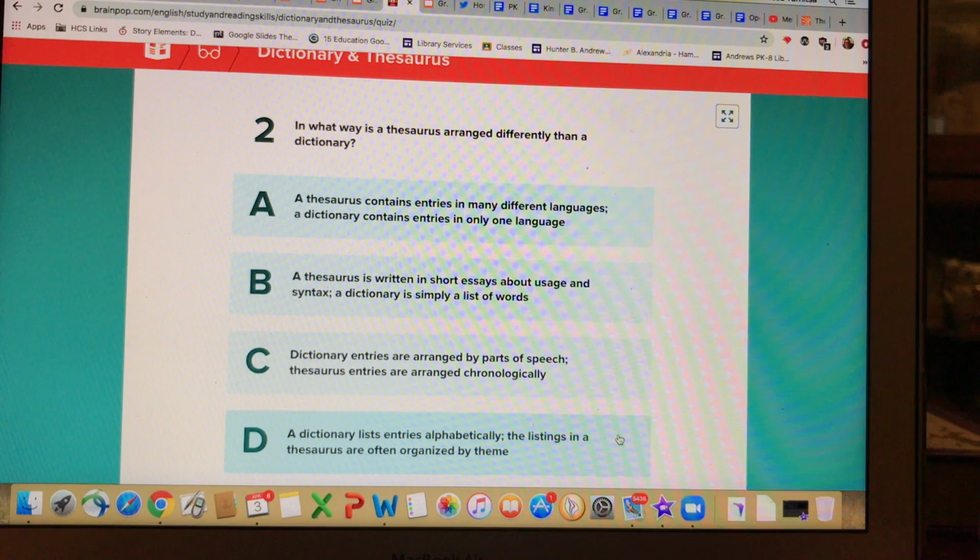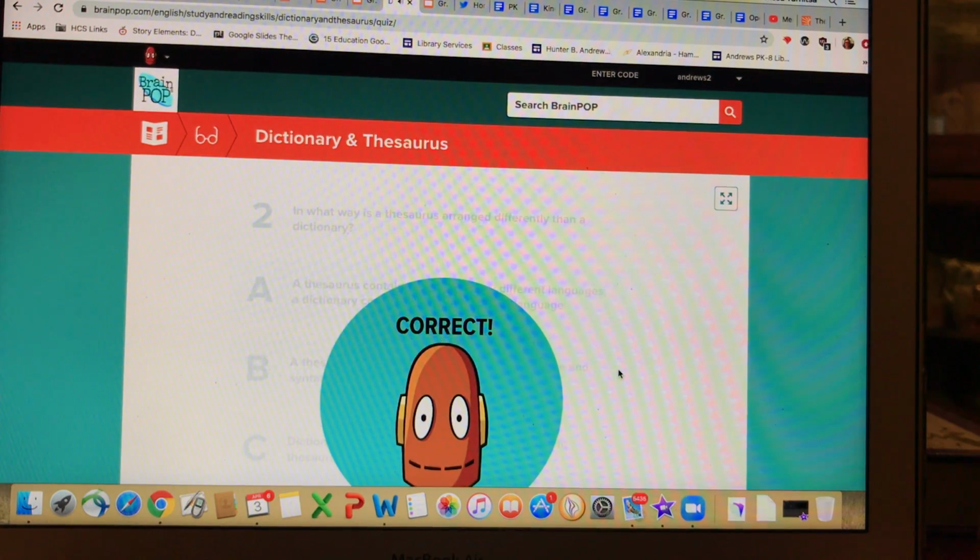Well, they are both alphabetical, but it did say in the video that sometimes, look down here, a thesaurus might be organized alphabetically, but also maybe by theme. All right, good job, guys.